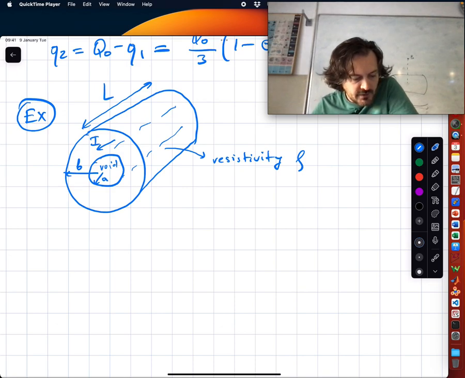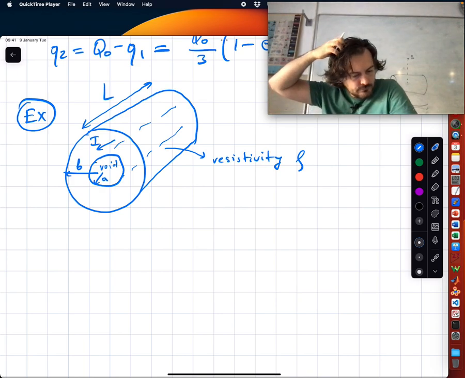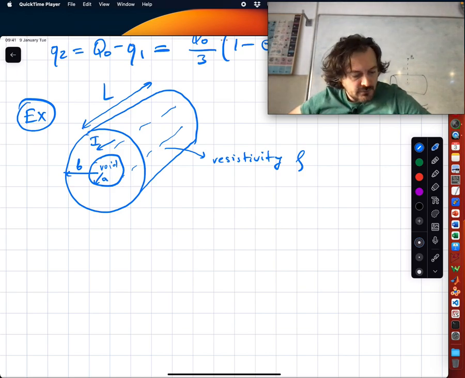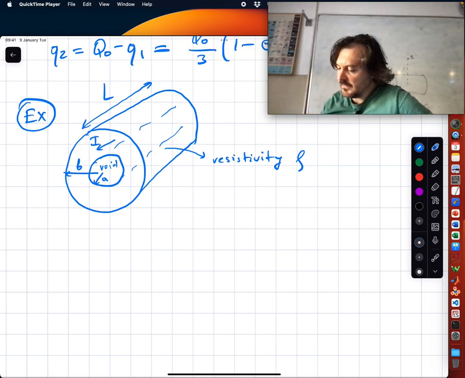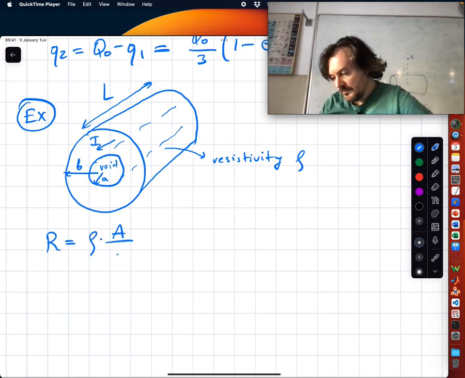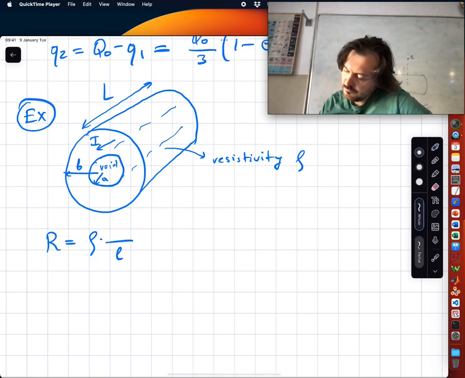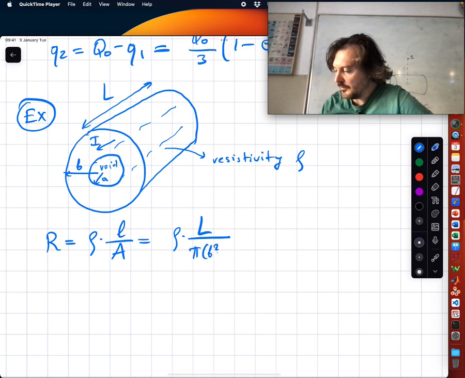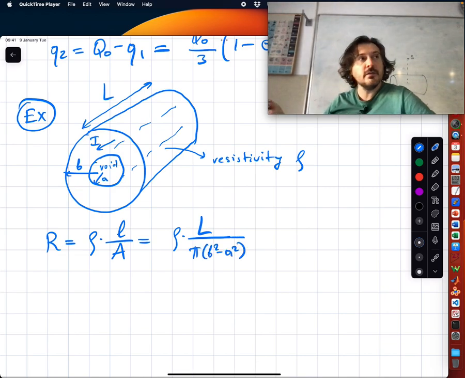What is the resistance of a section of the wire that has a length L? Do you understand the question? Resistance was ρ times area over distance, right? Hocam tam tersi değil mi? Thank you very much. So it will be ρ times big L over pi times b squared minus a squared. Do you agree with this?